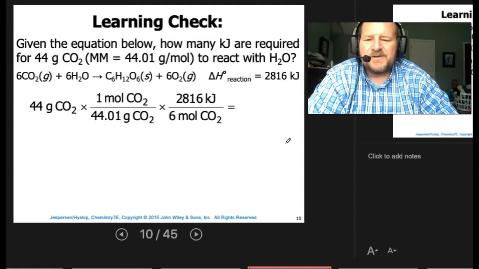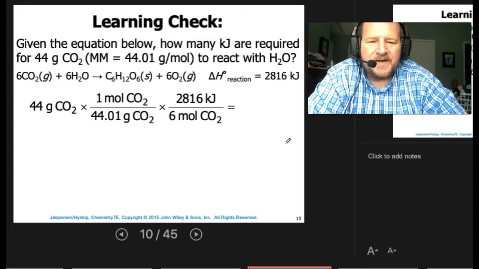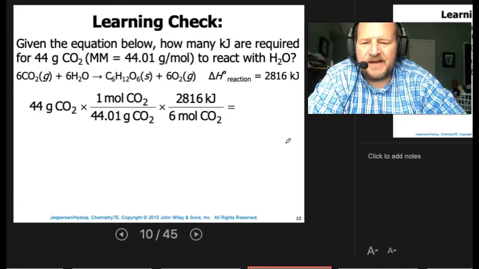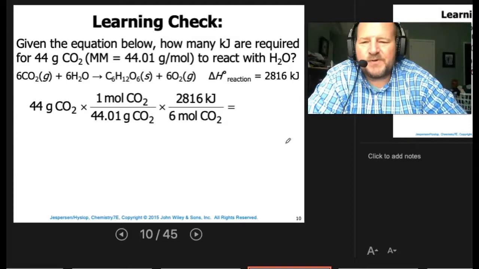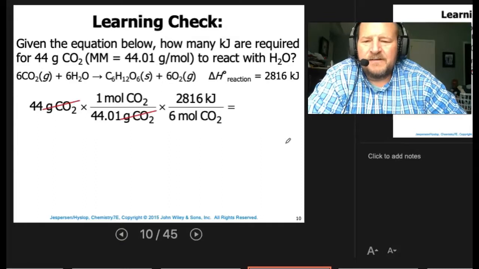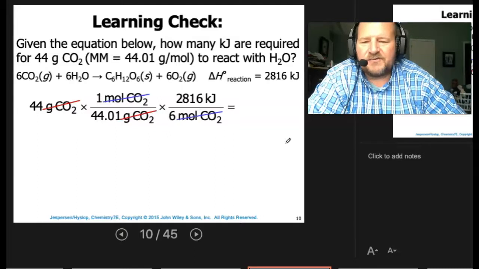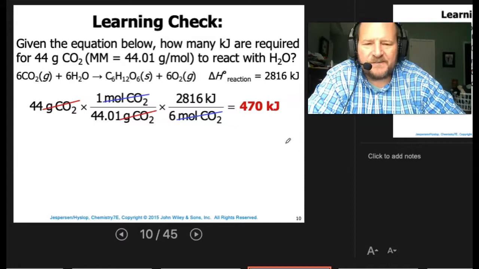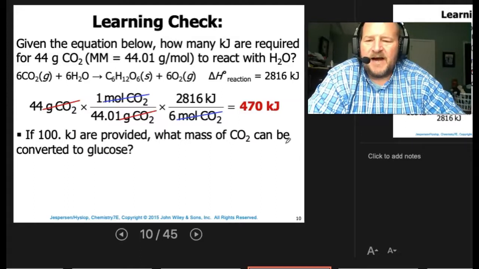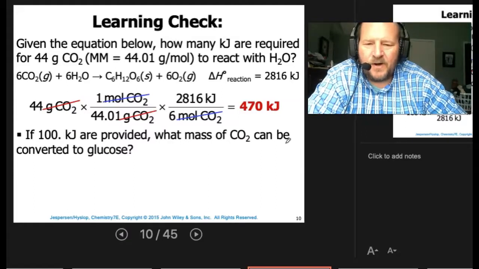So I'm going to start with 44 grams of CO2. I'm going to get the molar mass from the periodic table, get that into moles. That sounds familiar, like we've been doing that for the last 5 chapters. Then I'm going to look at what it's going to cost me per 6 moles of CO2. So now I can see my grams of CO2 will cancel out, my moles of CO2 will cancel out, and now I'll just run that through my calculator to get 470 kilojoules. So it's going to cost us 470 kilojoules of energy to make that reaction go. Now, if 100 kilojoules are provided, what mass of CO2 can be converted to glucose?